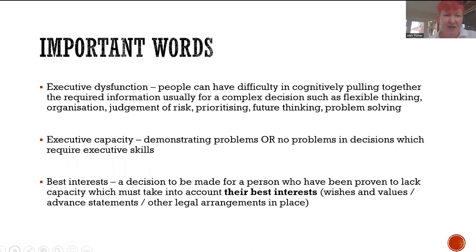And then the other key phrase, important words, are best interests. So this is a decision to be made for a person who has been proven to lack capacity in a specific area, and therefore we must take into account their best interests. In other words, their wishes and values, advance statements, and other legal arrangements in place. So their best interests, not ours, their best interests.